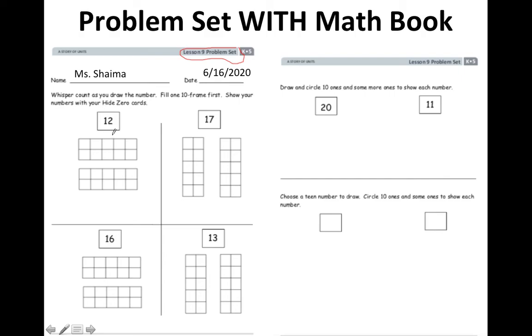This is number 12. Just like our lesson, we're just going to fill out our 10 frame to show what 12 looks like in the 10 frame. So I have 10 filled out. I'm going to count on: 11, 12. So it looks like I have a group of 10 and a group of 2. So 10, 2 is the same as saying 12. Make sure you do the rest by yourself.